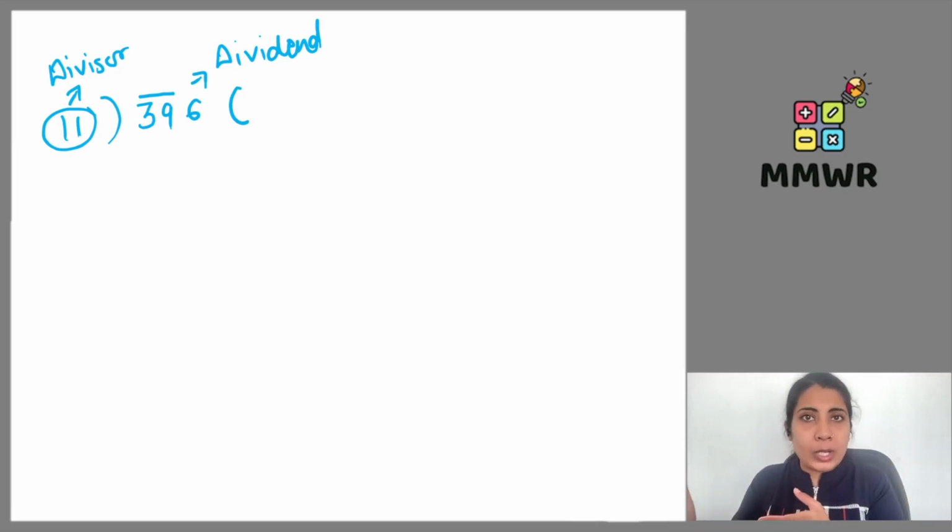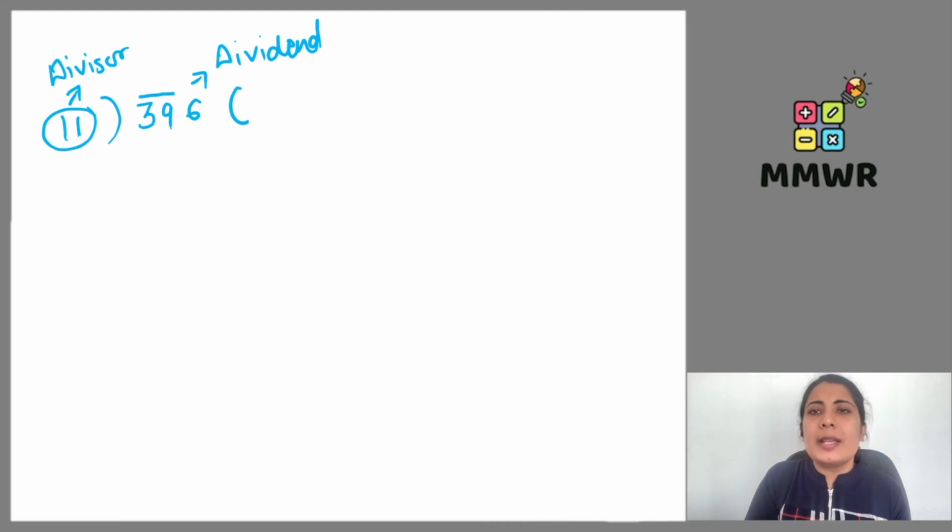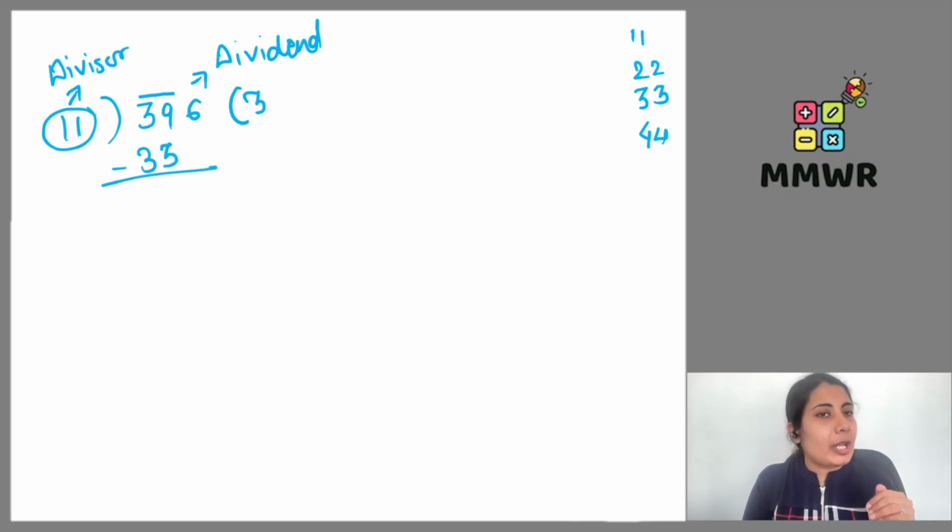We can't divide the whole number at a time. So 39 is not coming in the table of 11, but we have 11 threes are 33. 11 ones are 11, 22, then 33, 44. It's so easy to create the table for 11. So 11 threes are 33, because 44 will be greater than 39. So let's subtract 39 minus 33, which gives me 6 here.